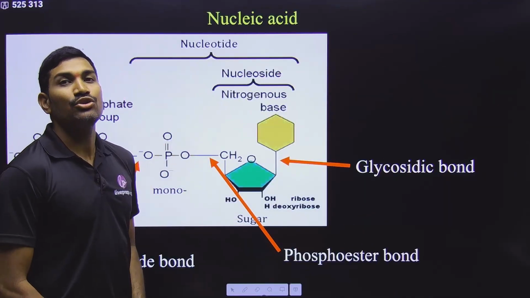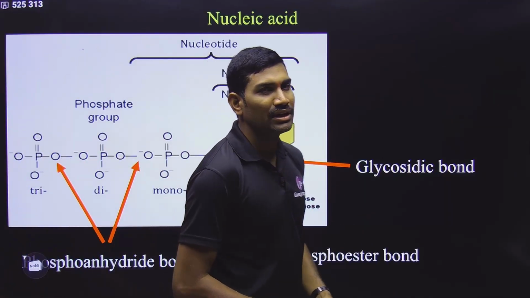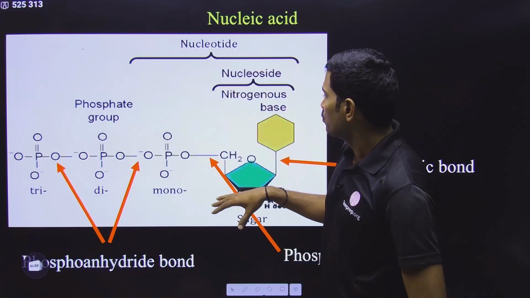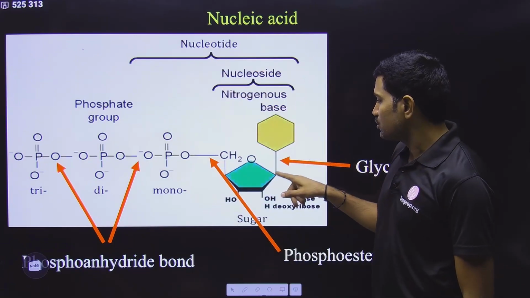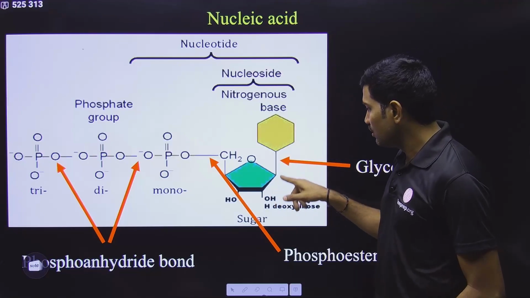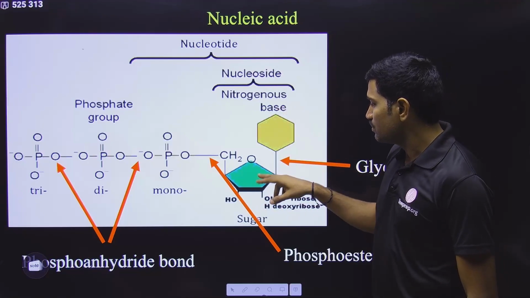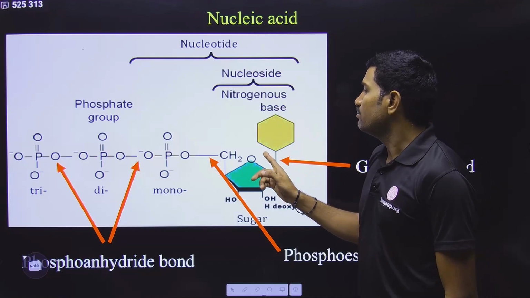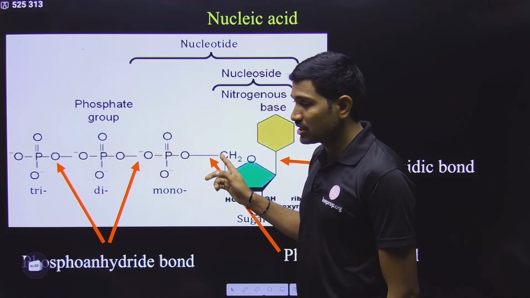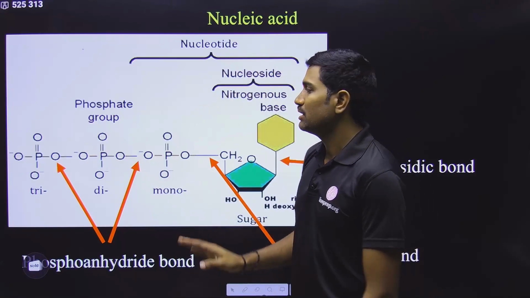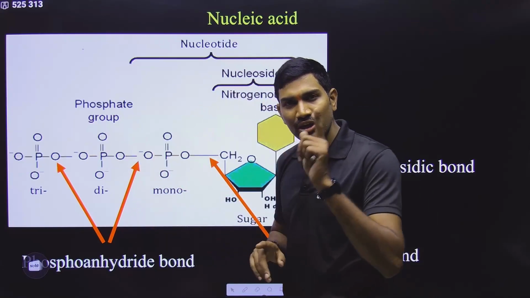Next is regarding nucleic acids. In the case of a nucleic acid, within one nucleotide, between the nitrogenous base and the sugar, there is a glycosidic bond. Just now I said, if sugar is involved, it is called a glycosidic bond. Between the sugar and a phosphate group, a phosphoester bond is there. Between two phosphates, a phosphoanhydride bond is present. These are the bonds present within one unit.